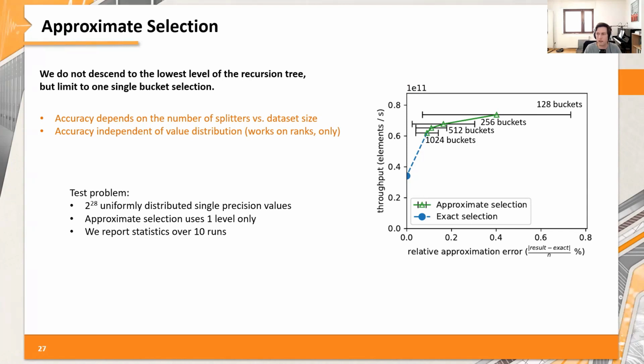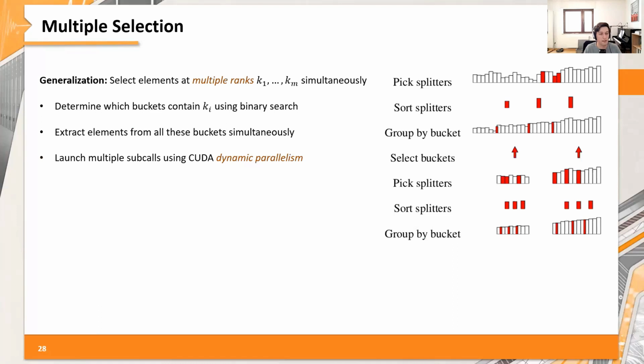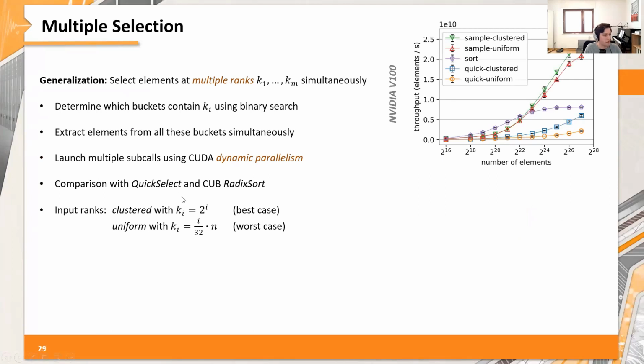Okay, and for the final thing, you can't just select a single element. You can also select different elements with different ranks at the same time. Basically, instead of just recursing into one bucket, you can recurse into multiple buckets at the same time. And there, CUDA dynamic parallelism comes in again. I used two different input data sets to basically show the best and worst case from the theoretical standpoint. The best case would be to have clustered values which group around a single rank value. So here I took 2 to the i, which are grouped around 0 as a rank. And the worst case would be to have uniform elements, because then you would need to proceed recursively in a large number of different buckets.